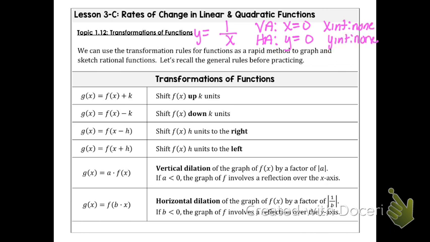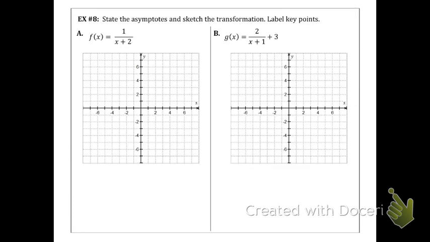But remember, as we shift these graphs left or right, up or down, that can change. The parent function will look something like this when it's graphed. So it can change. All right, knowing that, let's go on to example 8. State the asymptotes and sketch the transformations, labeling key points.